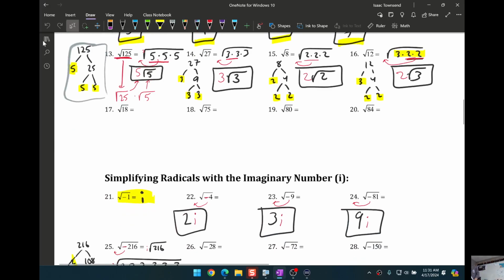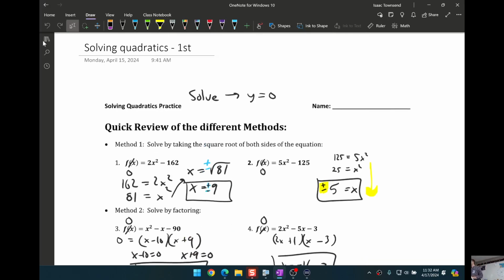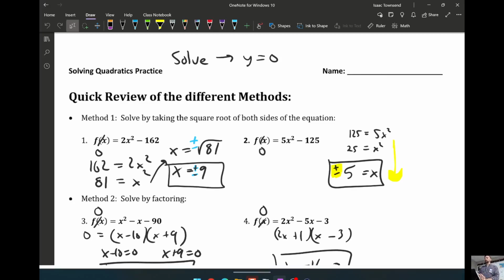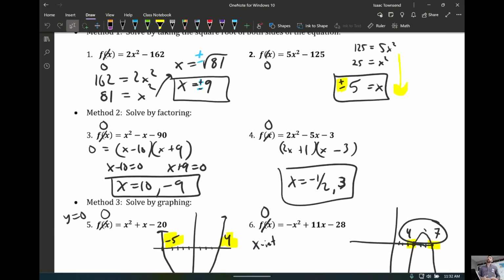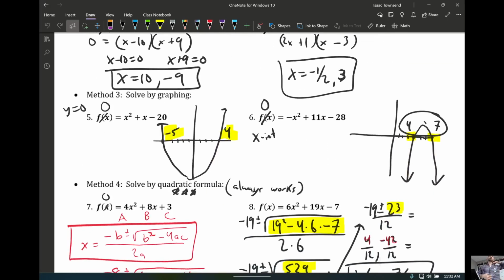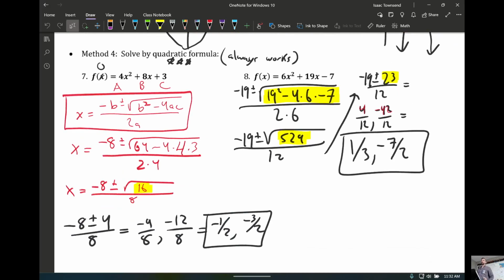Okay, so on the front page, we talked about 4 different methods to solve a quadratic. One method only works when you have x squareds but not x's. The second method is my favorite, but it only works if it factors. The third method was by graphing, but that really is only helpful if you have a calculator to graph it. And then the one where we're going to put our most focus on is quadratic formula, because that's the one that always works.